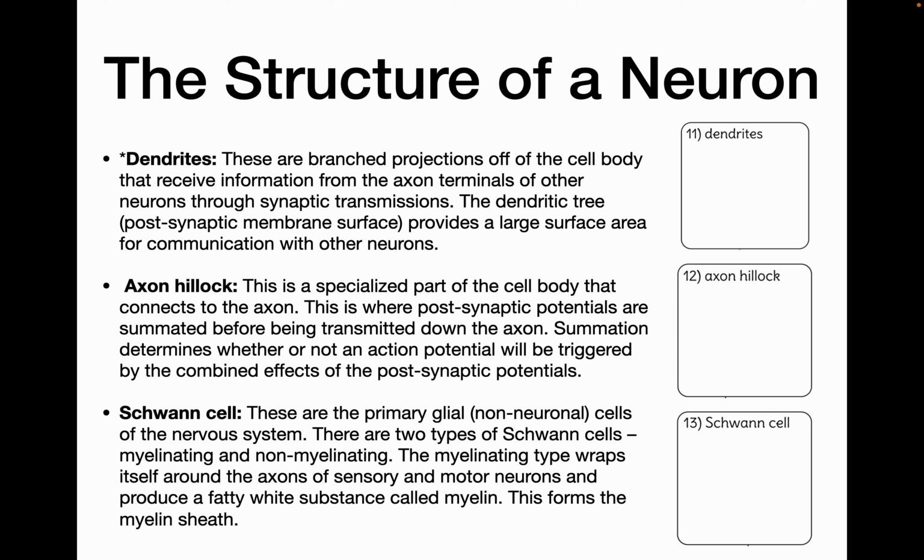So pause it if you need to, write down information, key ideas in these notes. The big ones for SL are dendrites. HLs, of course, need everything. And then Schwann cell, for SL, at least know that it's made of myelin, okay?